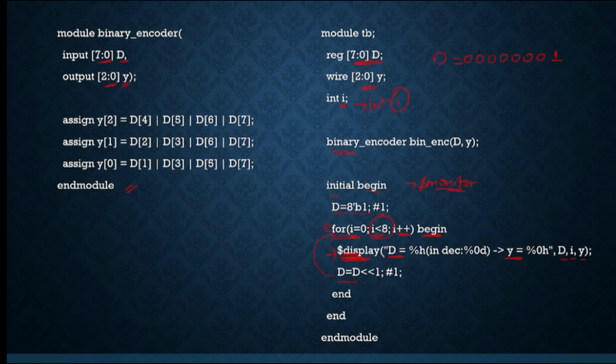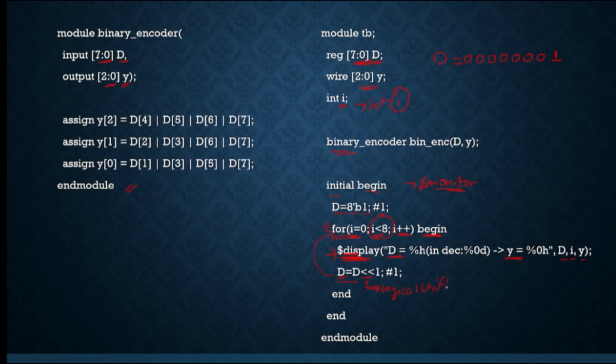Okay, so now after display, what is the condition I am giving? d equal to d shift 1. If you see here, this is my shifting operation. Okay, what is this? This is the logical shift operation.